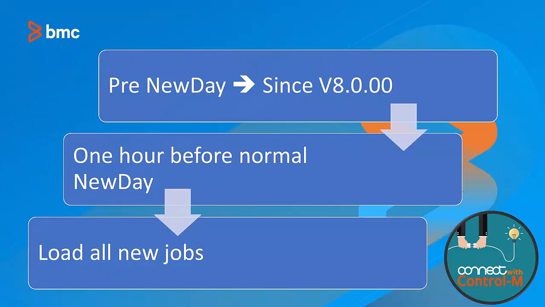Not sure if everyone knows, but since version 8, we have a new functionality. It's called Pre-New Day. With this feature, the New Day should not take more than a couple of minutes. To help you understand what it does, 1 hour before the normal New Day, it does the load all new jobs step that we just talked about in a different table. Because of this, since V8, we use more space in the database.